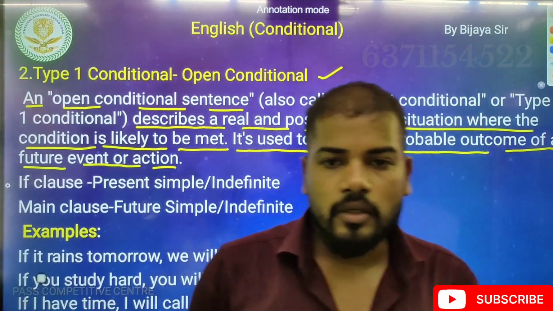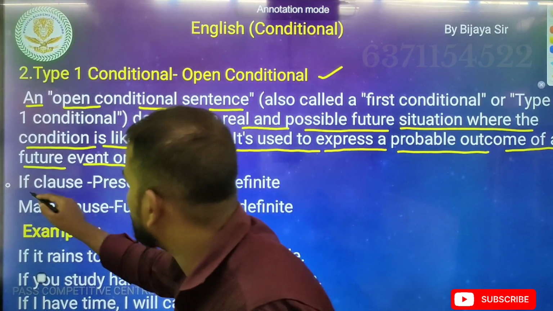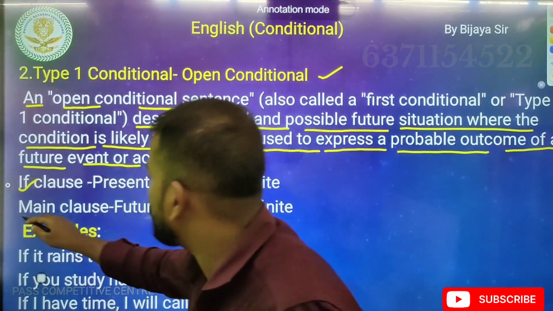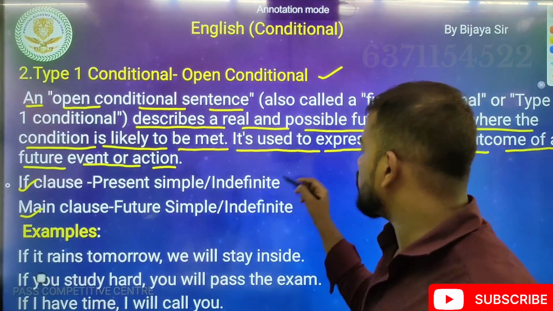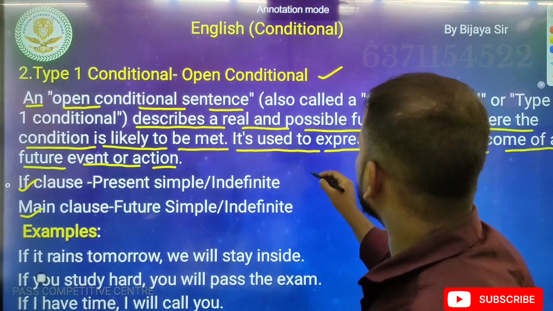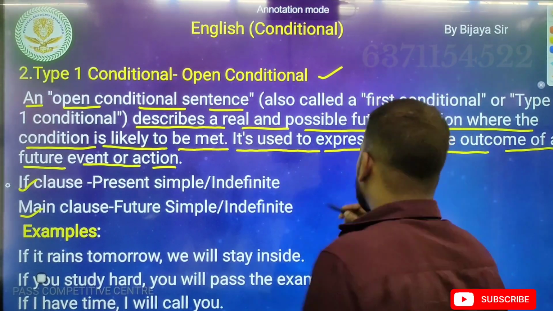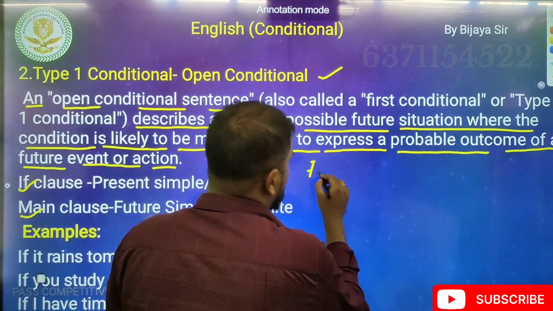So there are two clauses, dear student. One is the if clause, another one is the main clause, and in this particular conditional we are going to read certain future possibilities.